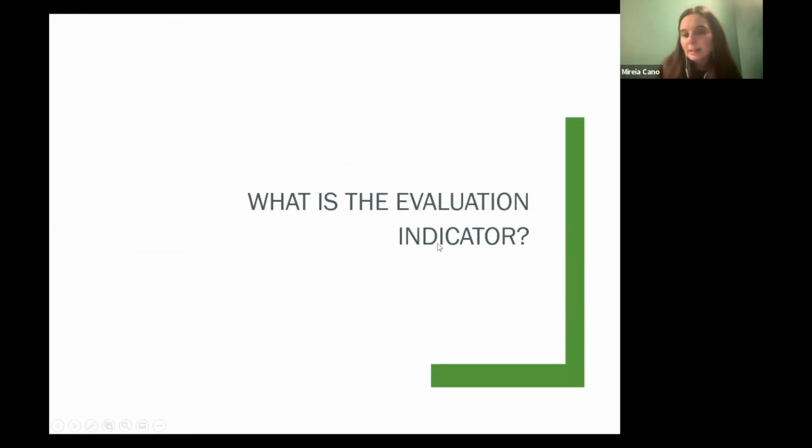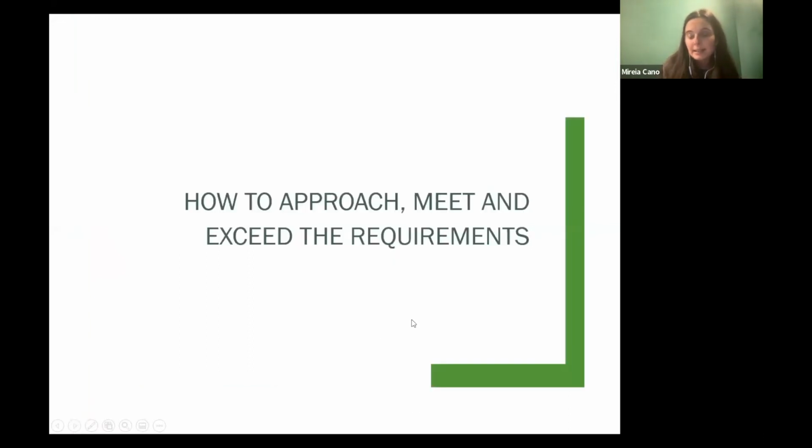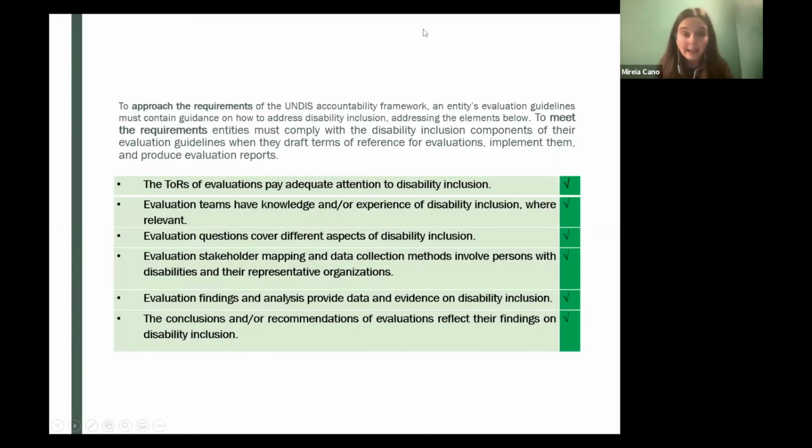So we look at the evaluation indicator, and Gopal has already presented it. So if we move to the next slide, we then provide guidance on how to approach, meet, and exceed the requirements. So we list the 6 elements, and then we go in detail element by element with practical ways, tools, and good practices on what to do in order to integrate disability inclusion in each of those elements.